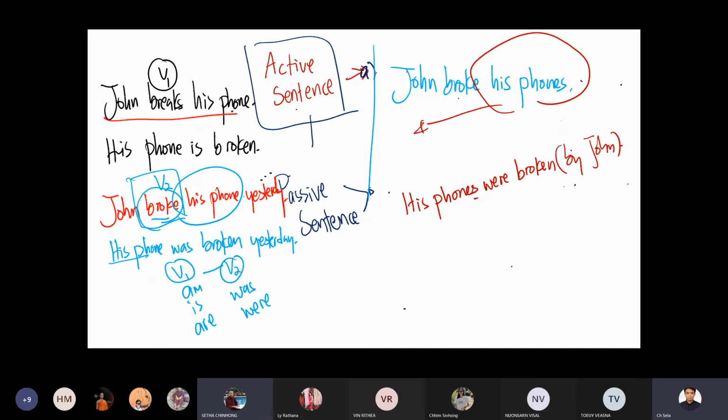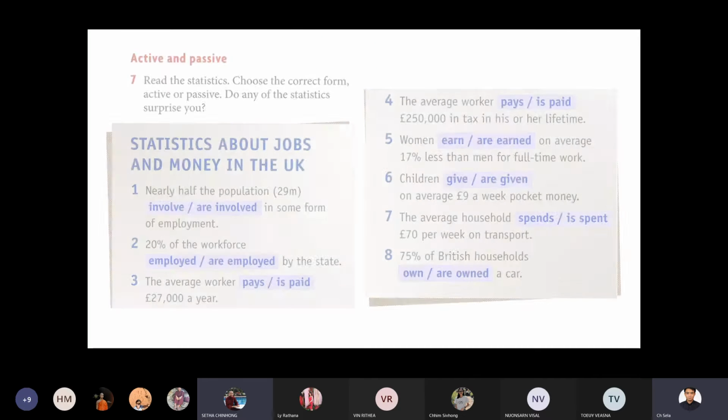All right? So "was" over here, it depends on the subjects. Okay, so now let's go to our lesson.